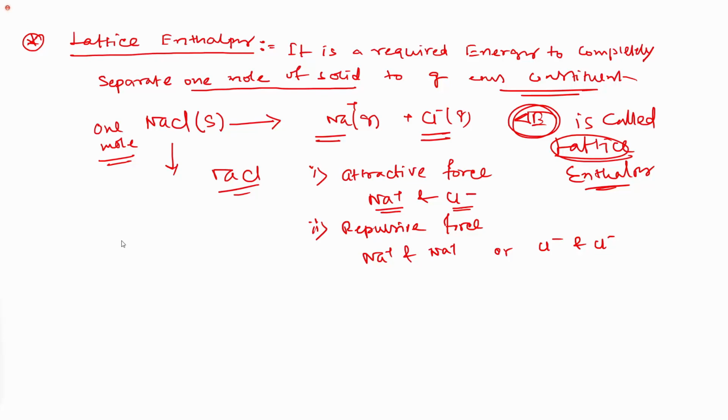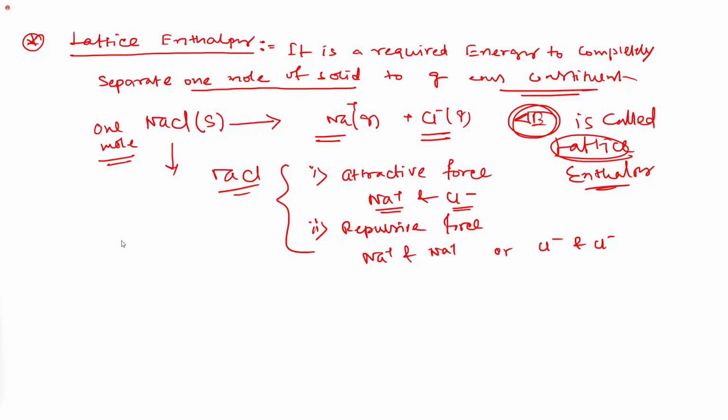So because of these two forces, attractive and repulsive, we need some amount of energy to break the NaCl solid into its corresponding cations and anions in the gaseous state. That's why we need some amount of energy to break the NaCl solid, because there is an attractive force and a repulsive force between the ions. Presence of these forces makes the solid very stable. So this is the lattice enthalpy.